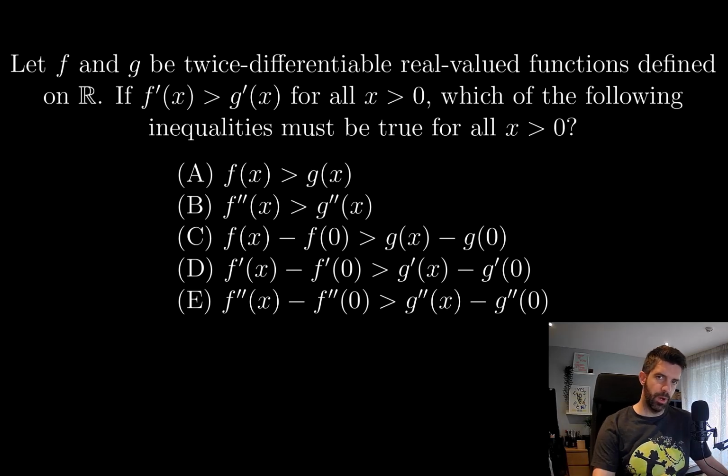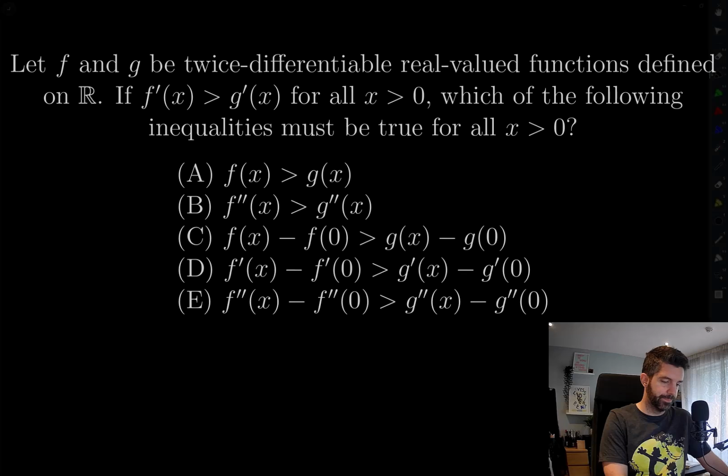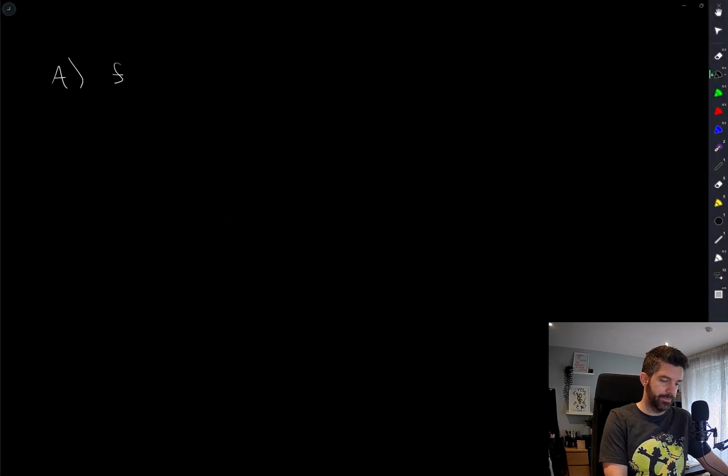Okay, so I think I'll probably just go through these one by one and rule out the ones which don't necessarily have to be true. So A is that f of x is greater than g of x. I mean, they're twice differentiable, and f prime is greater than g prime, but that has nothing to do with whether they're ordered in a particular way, so that's wrong. I mean, simple example, there's f and there's g.